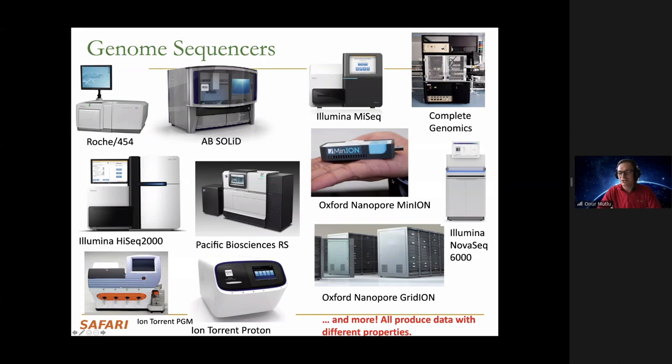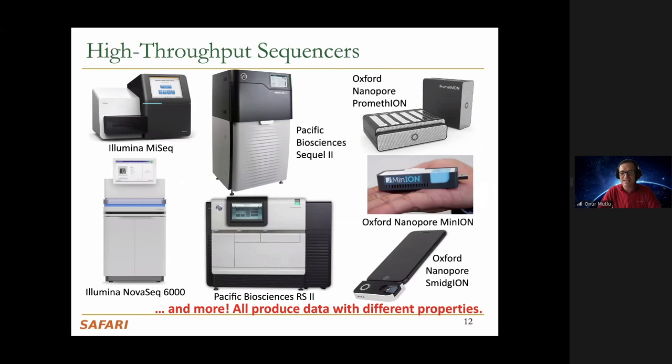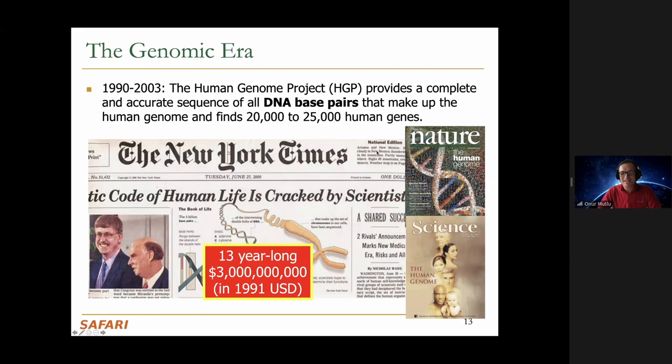All produce data with different properties. And these are some of the highest throughput sequencers that are out there today. And this slide still may be a little bit outdated, so don't necessarily take my word for it. But basically, the genomic era really started with the Human Genome Project, where a lot of investment was done to sequence the first human genome. It took a lot of time. We still have not sequenced it completely, but at least we have a good confidence level.